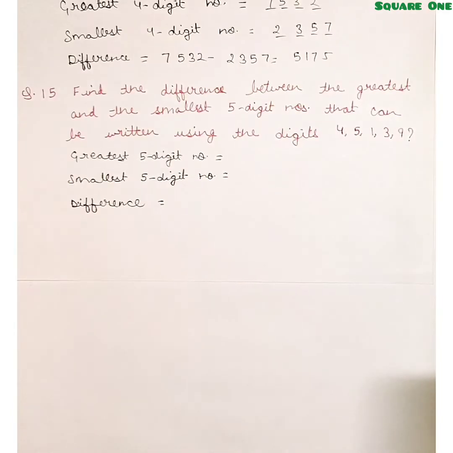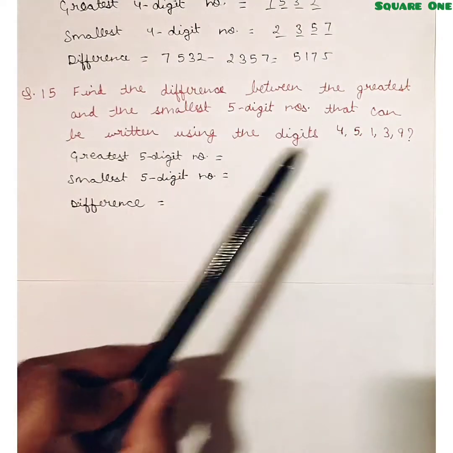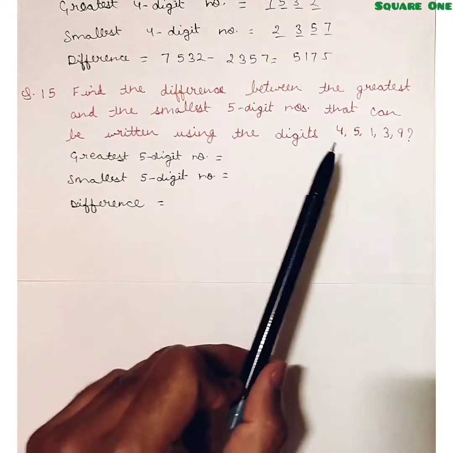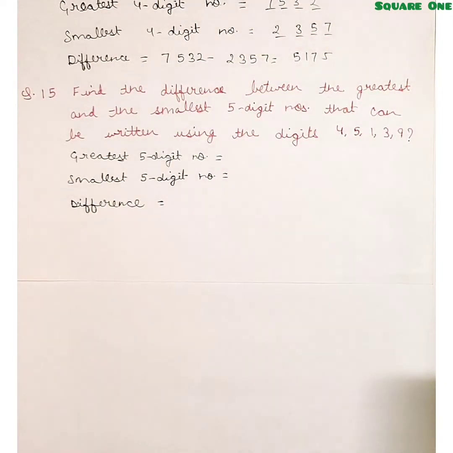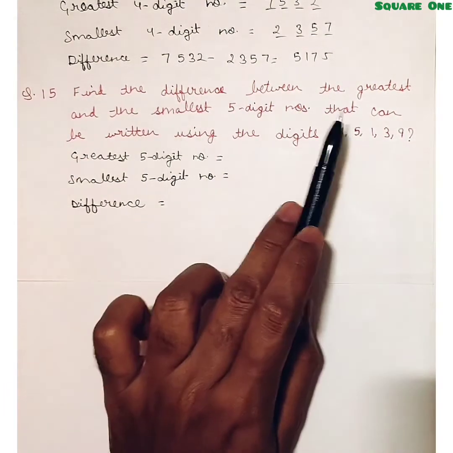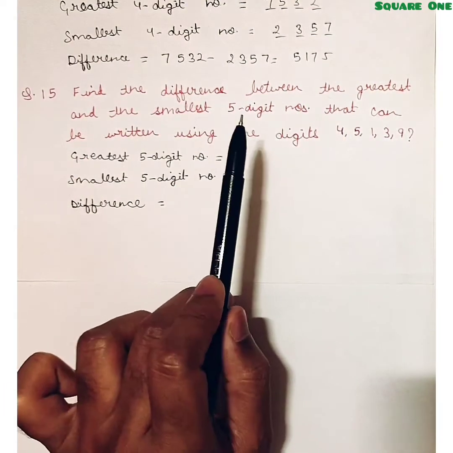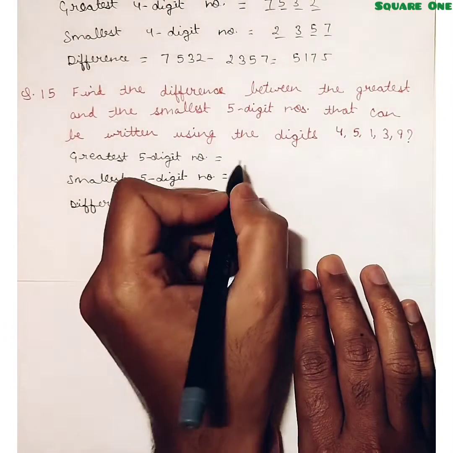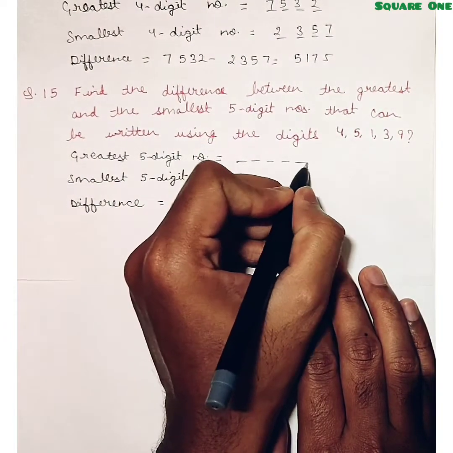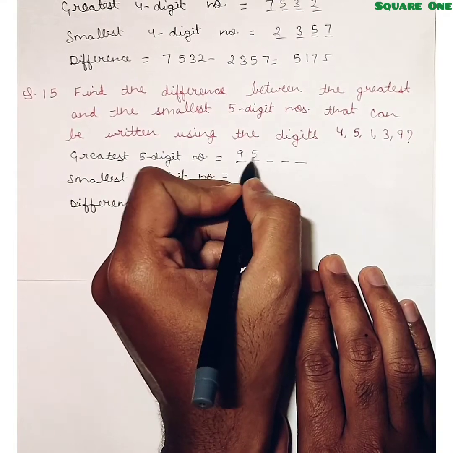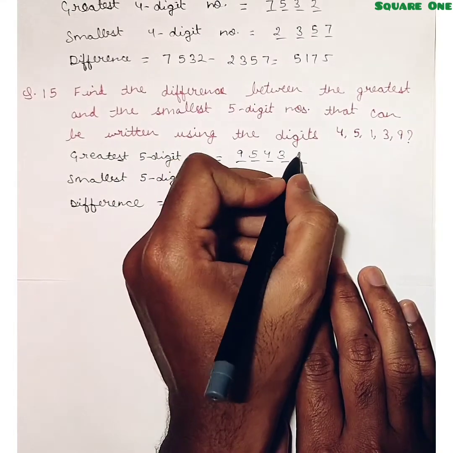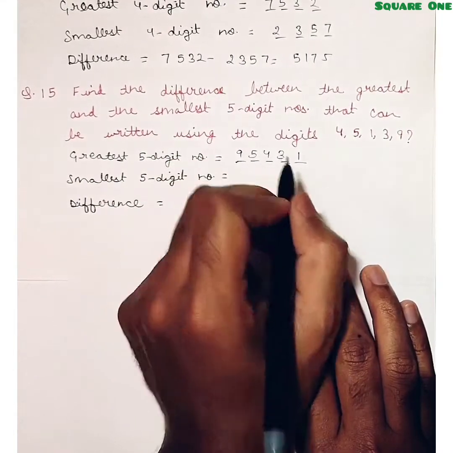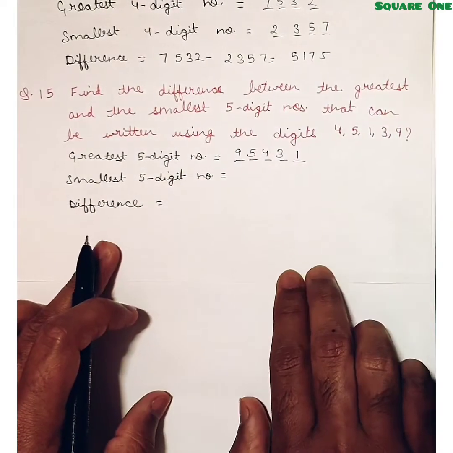The last question that I gave you was to find the difference between the greatest and the smallest 5-digit numbers that can be written using the digits 4, 5, 1, 3, and 9. So you have to find the difference between the greatest and the smallest 5-digit numbers. Let us first write the greatest 5-digit number, which will be 9, 5, 4, 3, 1. We started from the greatest digit and went on till the smallest digit.